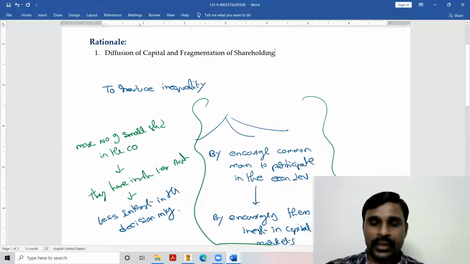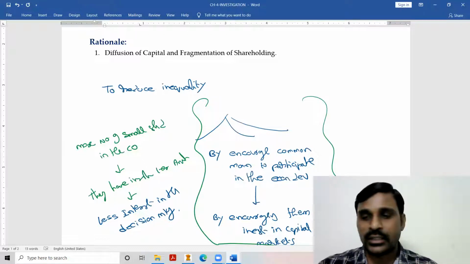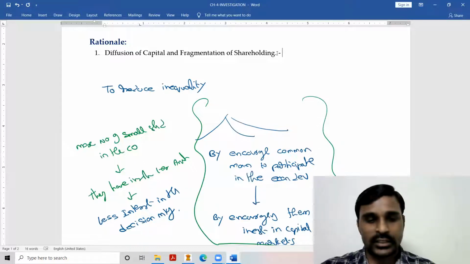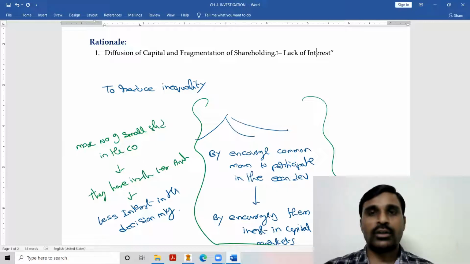And the second reason is that more shareholders are not interested. This is the first point: lack of interest among the shareholders to monitor the company's affairs. Next point: more shareholders are not showing interest.